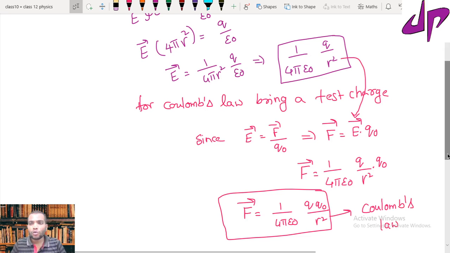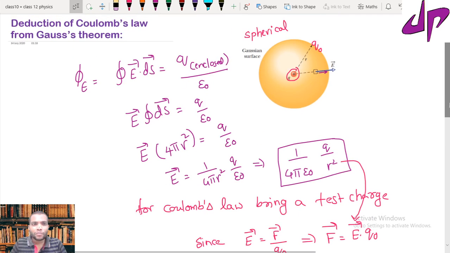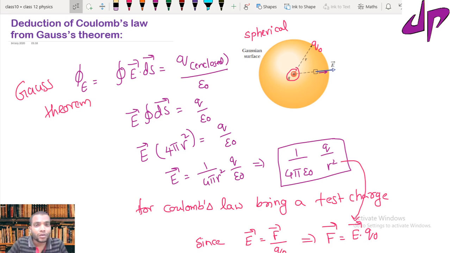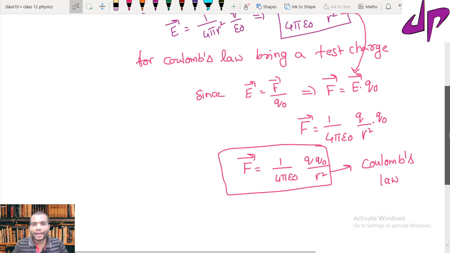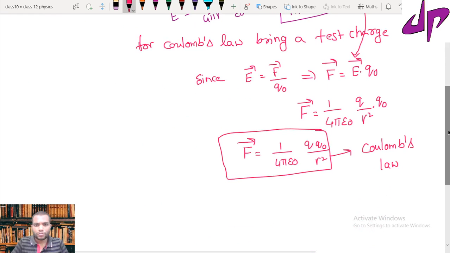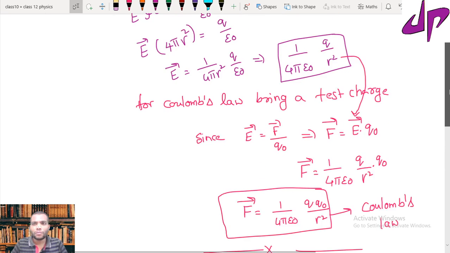So we derived Coulomb's law from Gauss theorem. We started by taking the Gauss theorem, that the electric flux equals the closed integral of E bar dot dS bar equals the charge enclosed by epsilon naught. That is the Gauss theorem statement, and we ended up with Coulomb's law. So this is the proof of Coulomb's law from Gauss theorem.